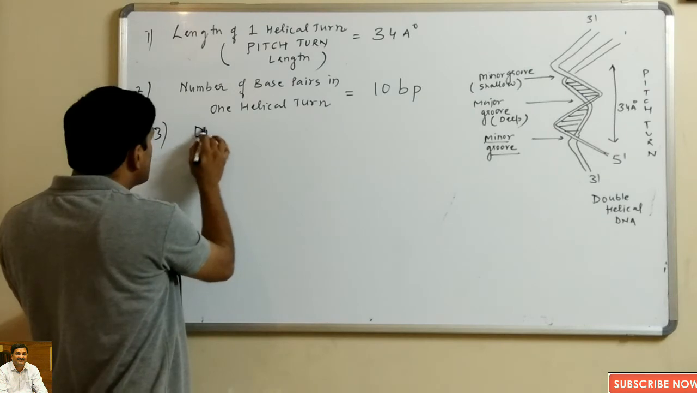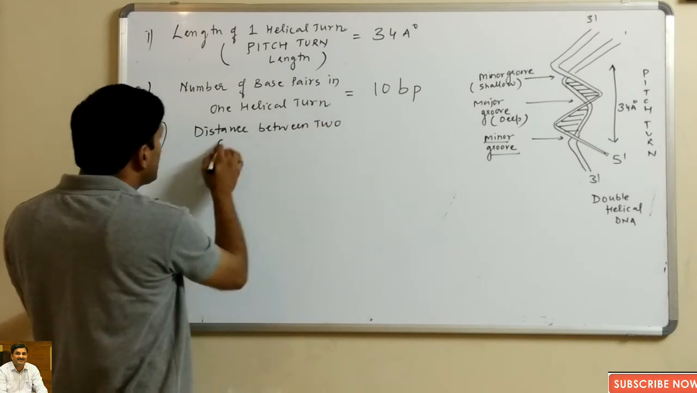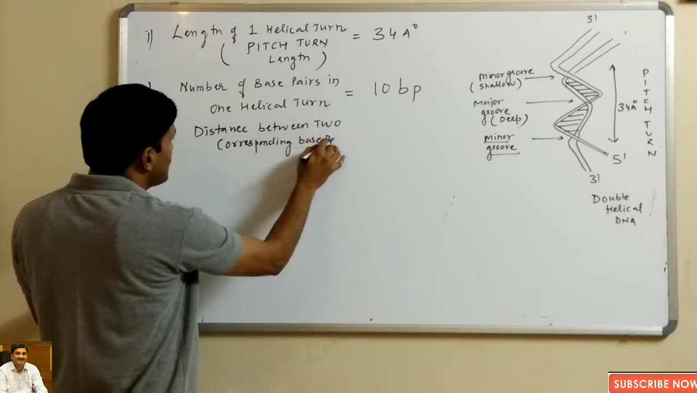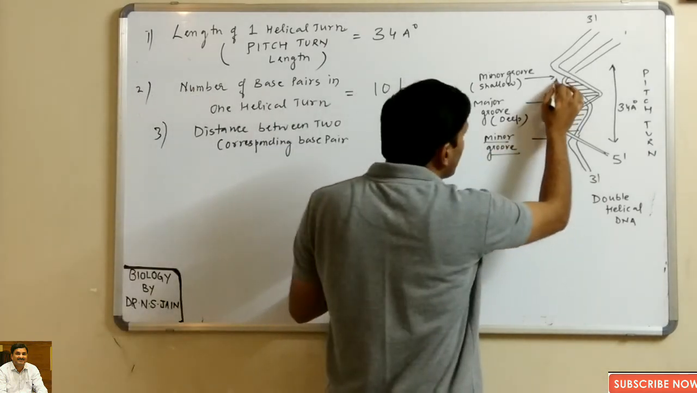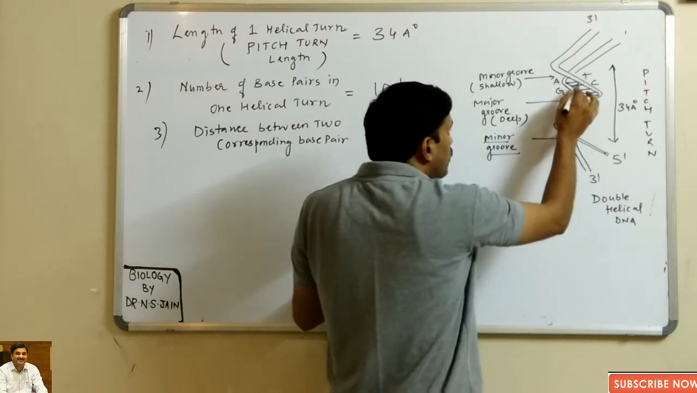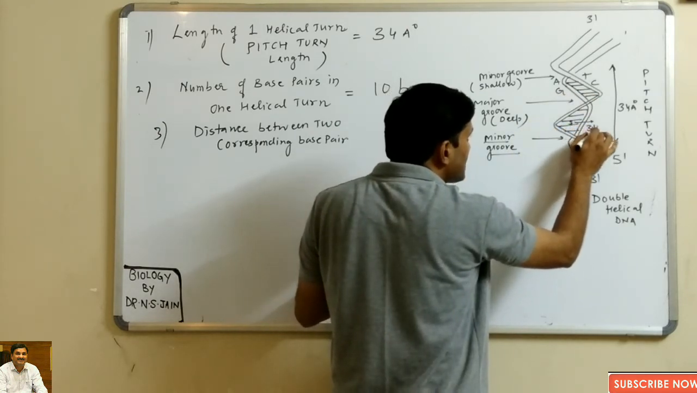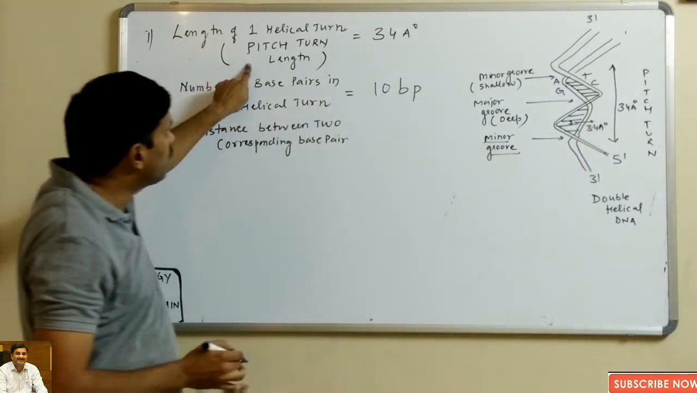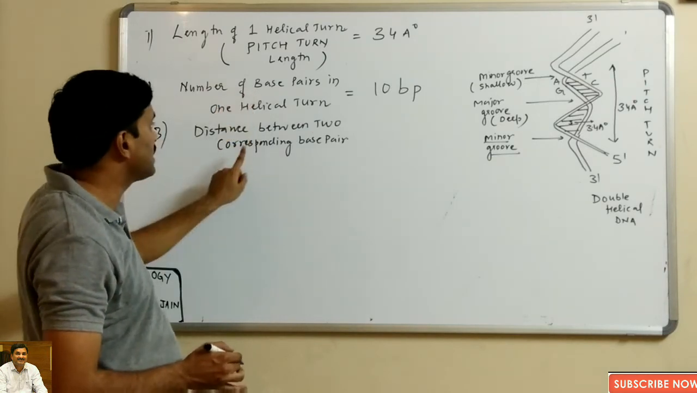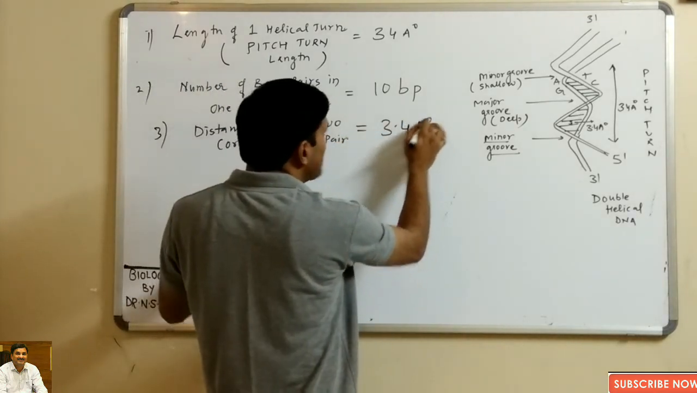Number 3, distance between two corresponding base pairs. Now what are corresponding base pairs? Say for A, T, G and C. A and T is one base pair, G and C is one base pair. So what is the distance between these corresponding base pairs? The distance between corresponding base pairs is 3.4 angstrom. Why? Because the length of one helical turn is 34 angstrom, and in one helical turn 10 base pairs are present. It means the distance between two corresponding base pairs will be 3.4 angstrom, that is 34 divided by 10.